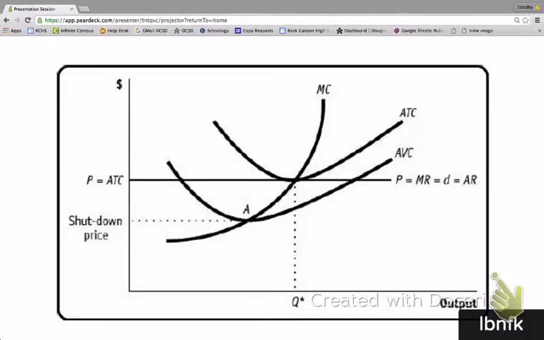So here, we can see this in a graph of short-run cost curves. If the price falls below the minimum of the average variable cost curve, the firm should shut down. The point where price equals average variable cost is known as the shutdown price. So if you have to calculate the shutdown price, that's how you determine it, where price is equal to average variable cost.